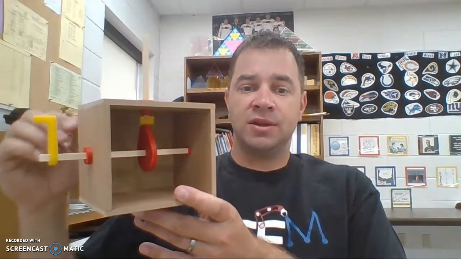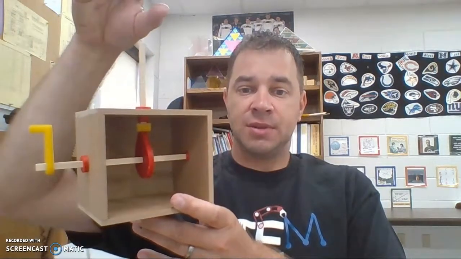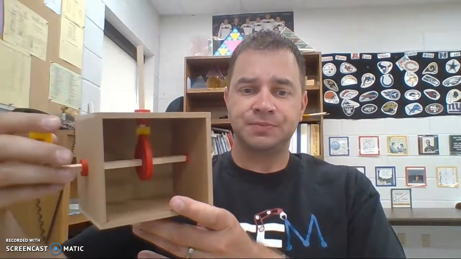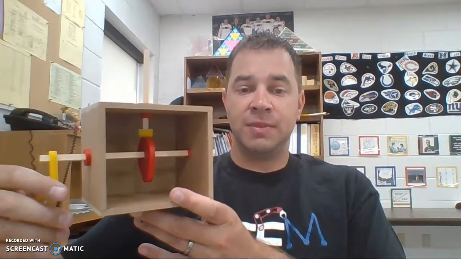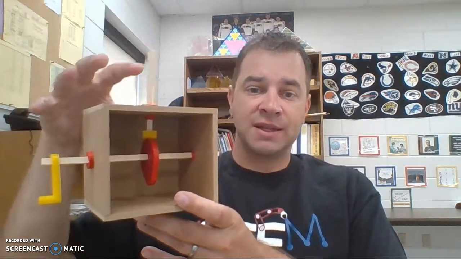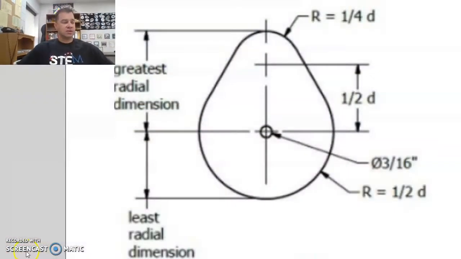So when the greatest radial dimension is above the axle, all of your stuff up here is going to be at the highest level. And when the minimum radial dimension is above the axle, now everything's as low above the top of the box as it will get. Okay, so those are two terminologies that you should know, and that's going to help us determine exactly how large this cam should be.